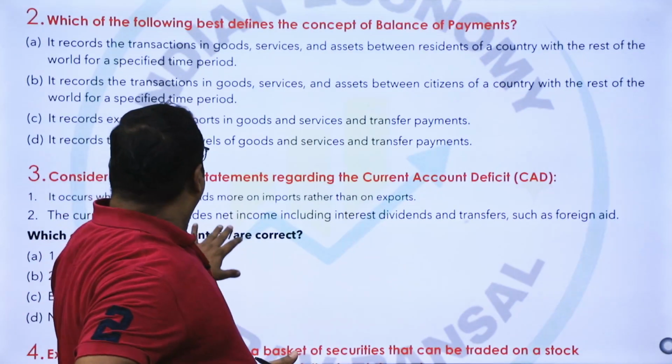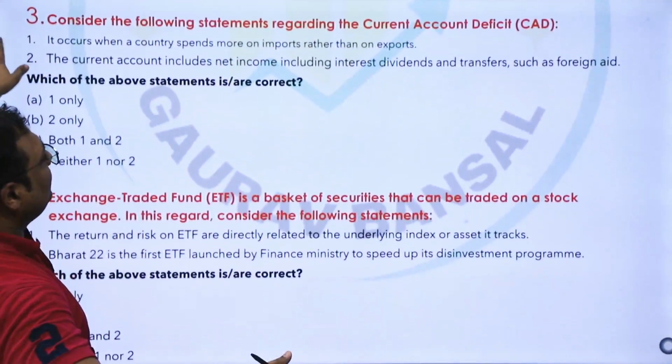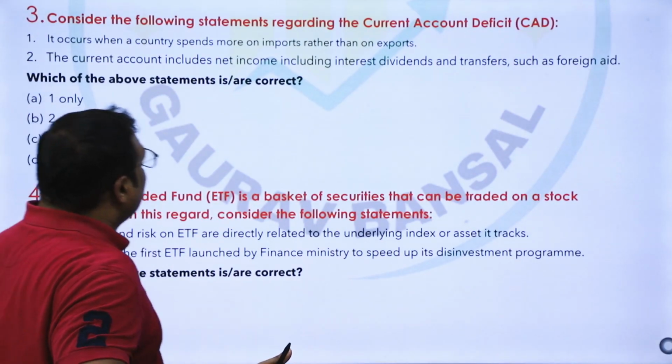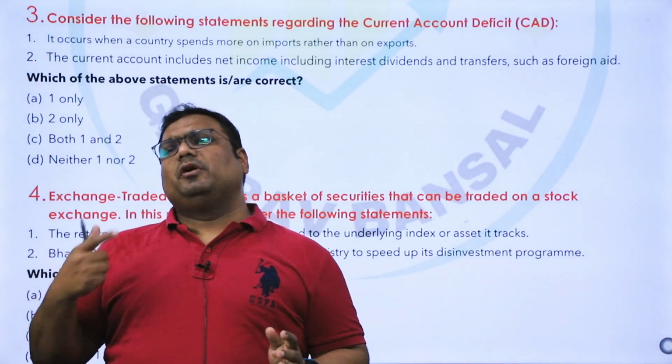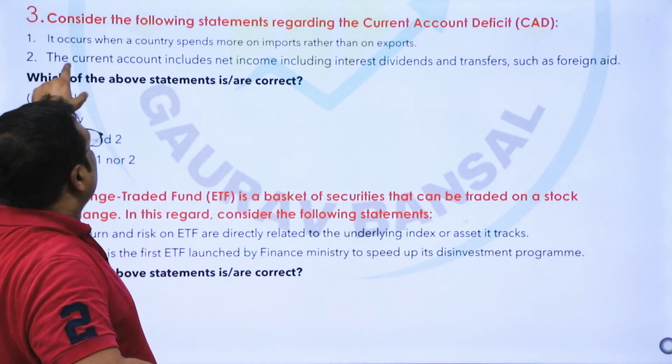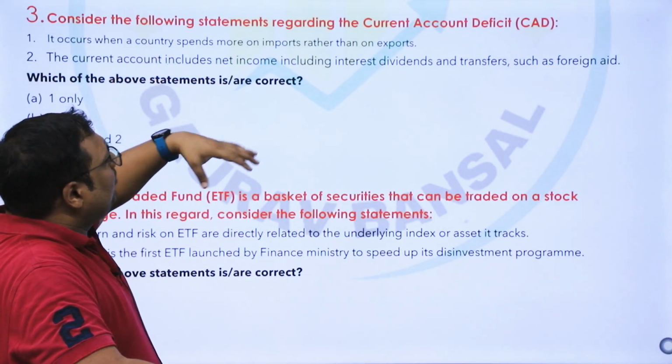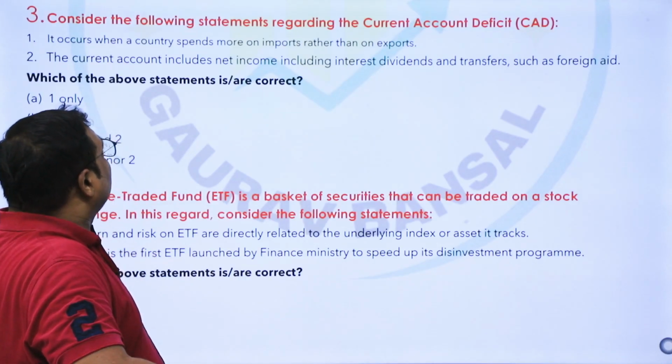Next question. Consider the following statement regarding the current account deficit. Now, current account deficit is also about BOP current account. It occurs when a country spends more on imports rather than on exports. Yes, it does occur then.